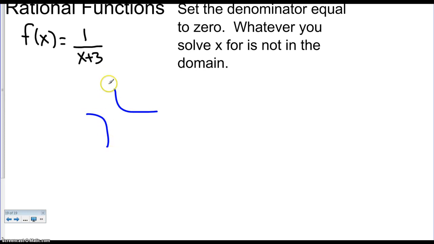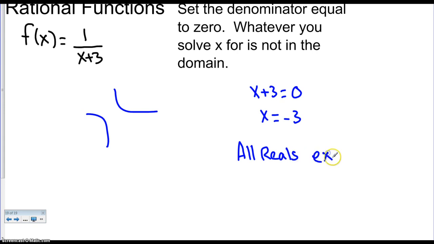Okay? So in order to find out where that asymptote is, I'm going to set the denominator equal to 0 and solve for x. So I get x equals negative 3. So what happens is that anything but this value is a solution. So what I would say is it's all reals except negative 3. X equals negative 3 is the domain.